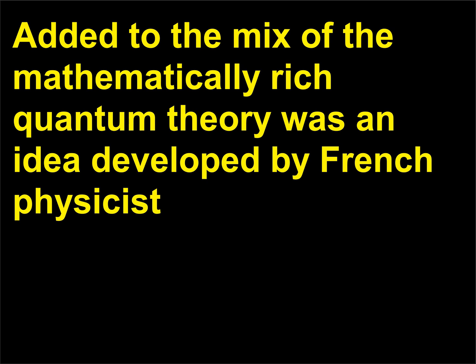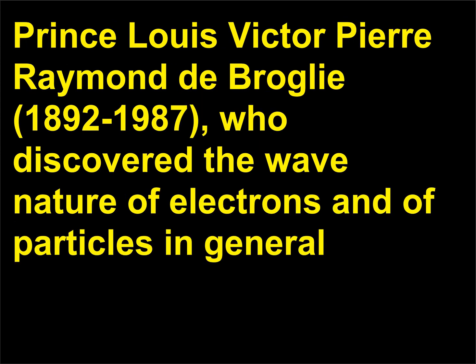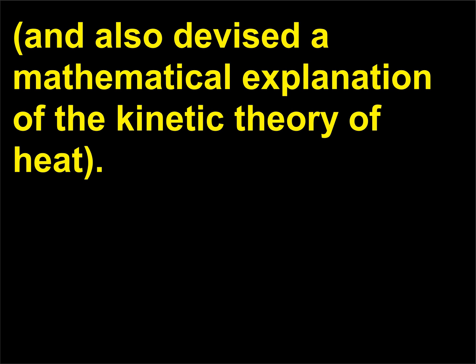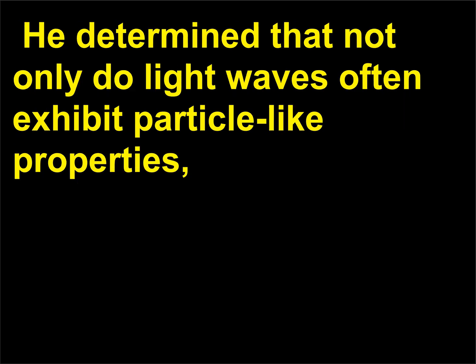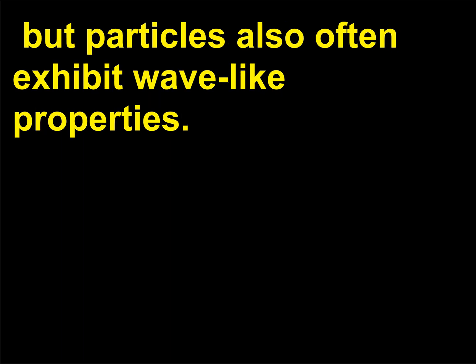Added to the mix of the mathematically rich quantum theory was an idea developed by French physicist Prince Louis Victor Pierre Raymond de Broglie, 1892–1987, who discovered the wave nature of electrons and of particles in general, and also devised a mathematical explanation of the kinetic theory of heat. He determined that not only do light waves often exhibit particle-like properties, but particles also often exhibit wave-like properties.